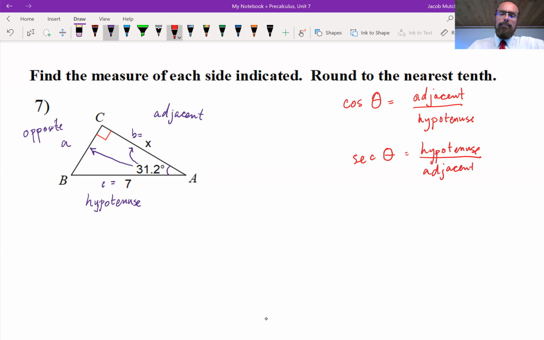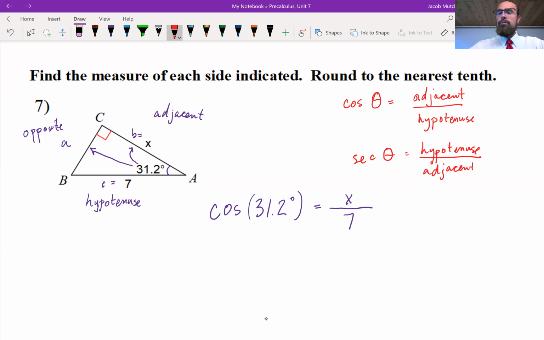So I'm going to set this one up. Cosine of, now I actually have an angle measure here, so I'm going to substitute for theta 31.2 degrees. And I'm going to set that equal to the adjacent side, which is X, divided by the hypotenuse, which is given as 7. So our strategy here is different. To solve for a missing side length, I don't need to use an inverse trigonometric ratio because I already know the angle. And this cosine of 31.2 degrees is actually a fixed value. It's a number. So what I really need to do is isolate X here on the right side.